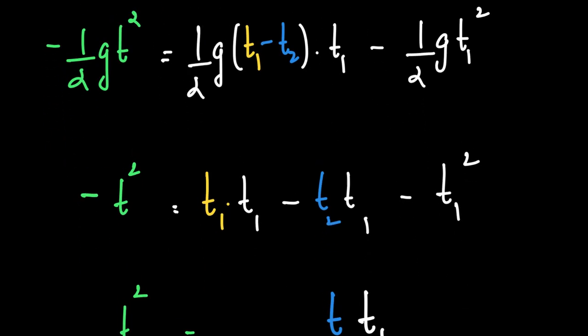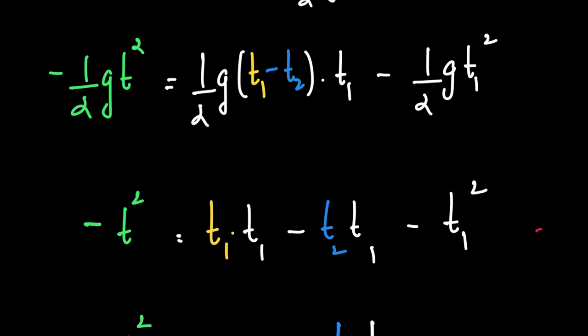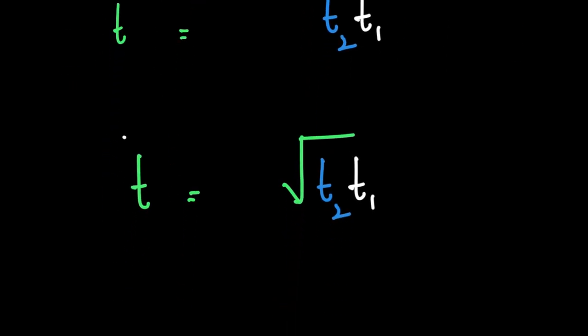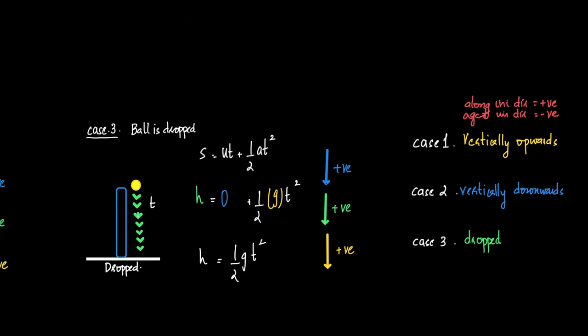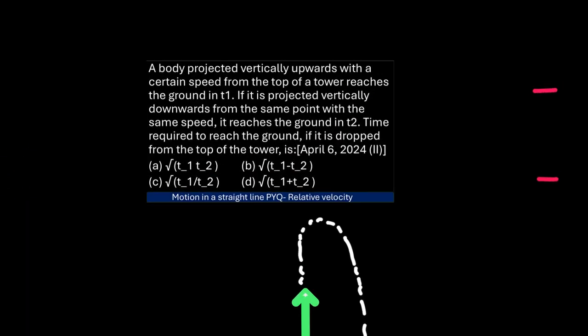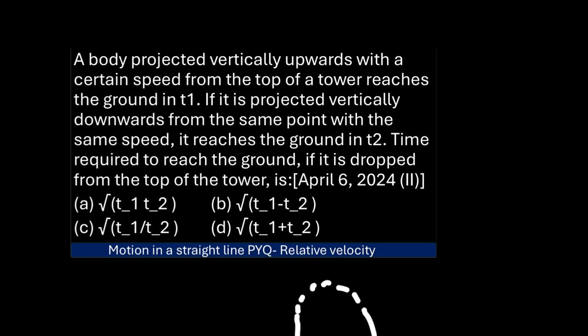Now, from this complete equation, 1 by 2 by 1 by 2 is 1, and g by g is 1. So what we have is minus t square is equal to, opening up the brackets, t1 into t1 is t1 square, minus t2 into t1, minus t1 square. So t1 square minus t1 square is 0. We are left with minus t square is equal to minus t2 t1, and minus and minus becomes plus. So what we get is t square is equal to t2 t1, and therefore t is equal to root of t2 t1. Let me just confirm the answer as well. So the correct answer is root of t1 into t2.